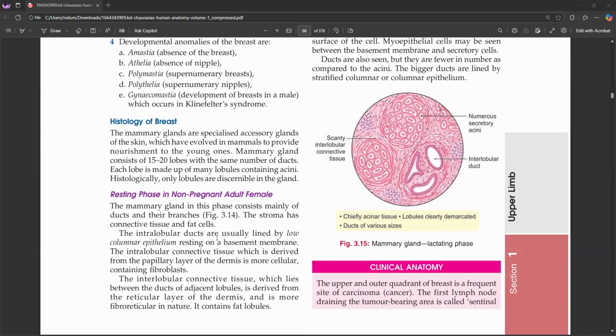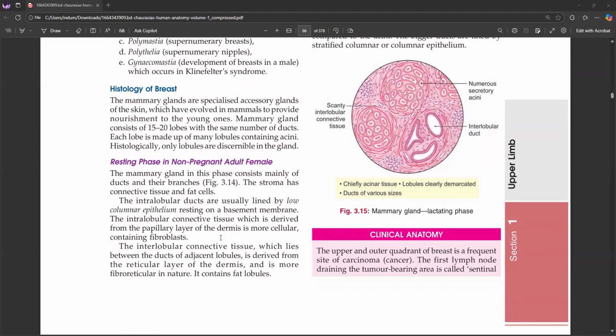Histology of breast. The mammary glands are specialized accessory glands of the skin, which have evolved in mammals to provide nourishment to the young ones. Mammary gland consists of 15 to 20 lobes with the same number of ducts. Each lobe is made up of many lobules containing acini. Histologically, only lobules are discernible in the gland.